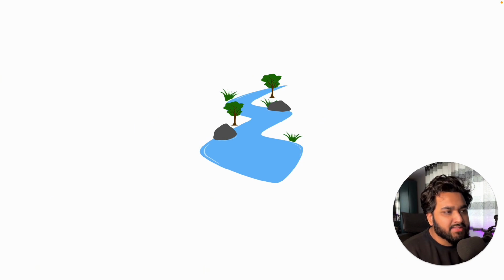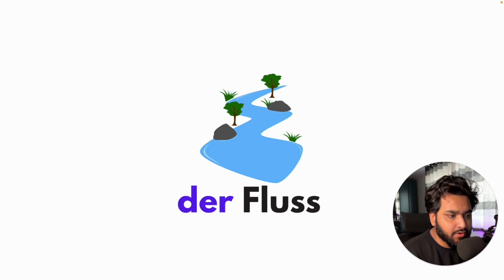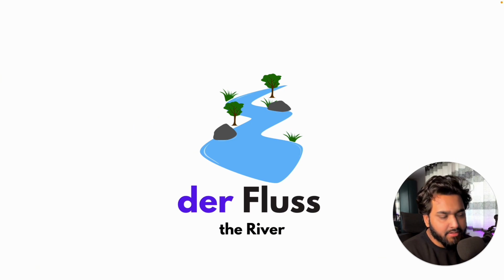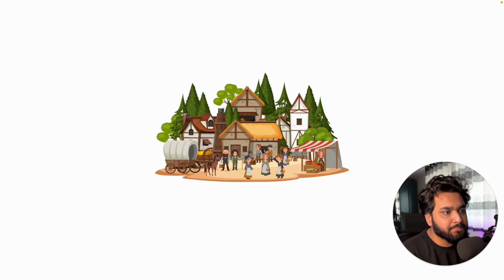Okay, this one seems like a river. How do you say river in German? Also 5 seconds. 1, 2, 3, 4, 5. Okay, this one is called der Fluss. Der Fluss, the river. Let's move on to the next one.